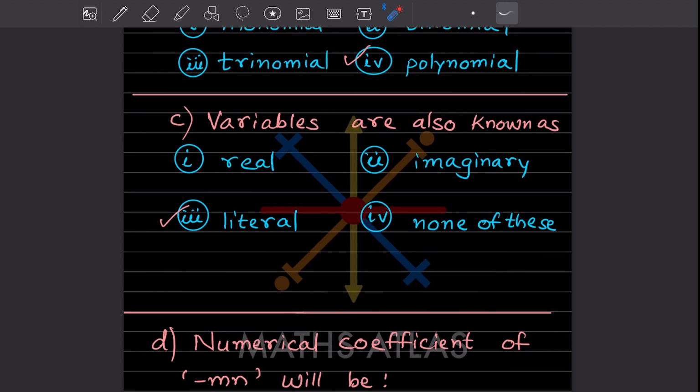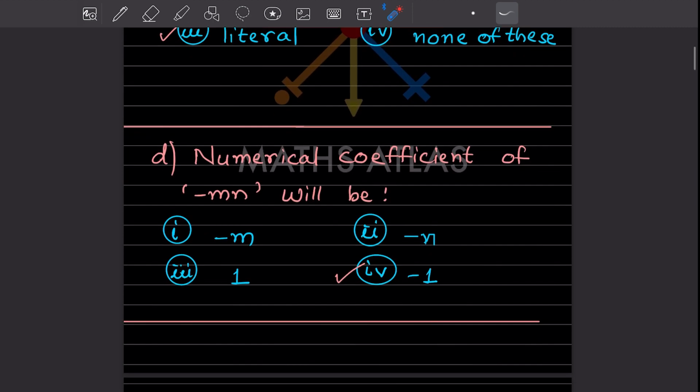Variables are also known as literals. Here you don't need any explanation. Now, the numerical coefficient of minus mn will be how much? Minus mn means this is the variable, but minus is there. So there is a 1 which we cannot see. So the coefficient of that is going to be minus one and not one. So your answer should be minus one.